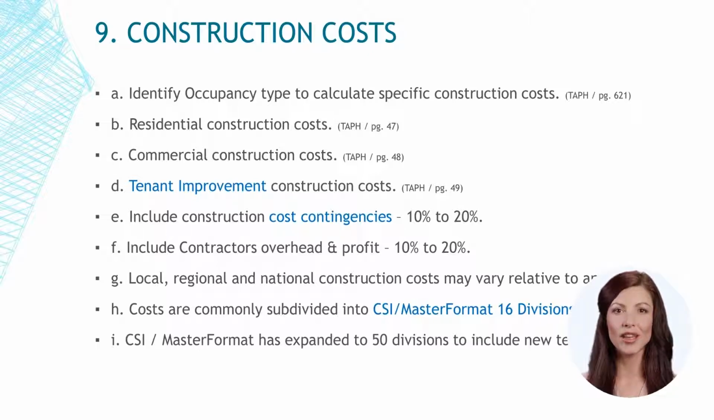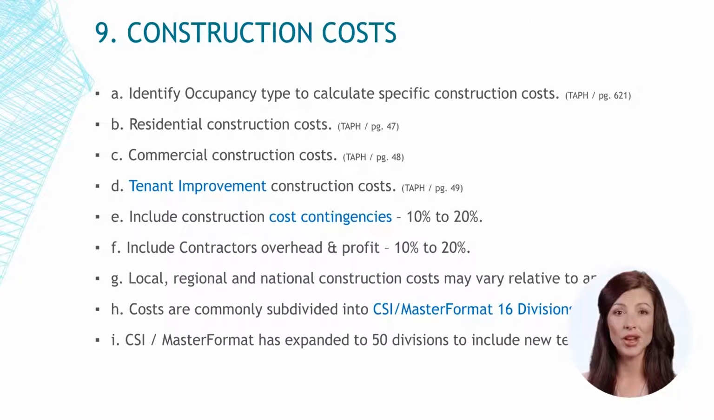C. Commercial construction costs become more complex and vary on the construction type, building area, and material quality. D. Tenant improvement construction costs are very specific to the local market and influenced by landlord-tenant improvement allowances. E. It is typical to include construction cost contingencies ranging from 10% to 20%. F. It is also typical to include a general contractor's overhead and profit ranging from 10% to 20%.